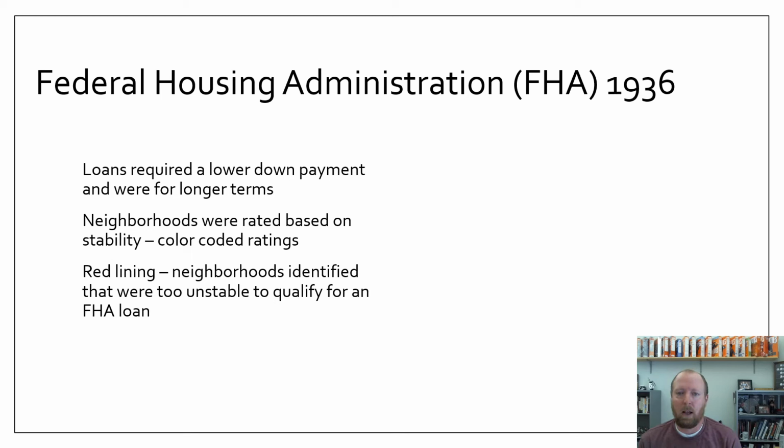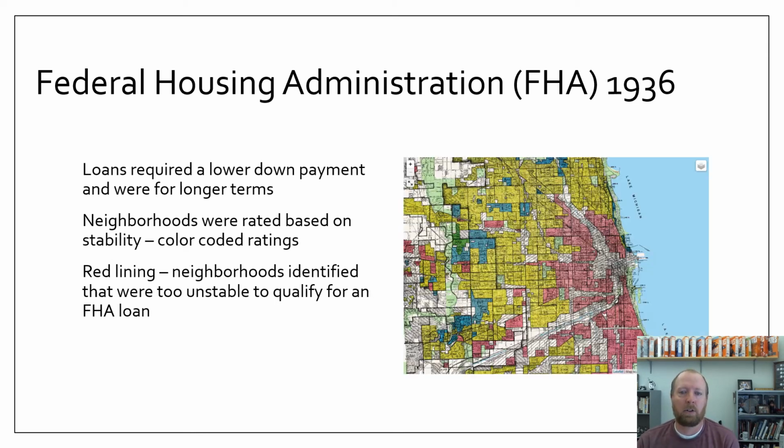But part of the FHA loan process was that neighborhoods were rated based on stability, and they were given a color rating. Redlining was when neighborhoods were identified as too unstable to qualify for an FHA loan. When you look at Chicago, you look at these red areas, what's known as redlining, these are the neighborhoods that are predominantly black. So as individuals who were black tried to move into these predominantly black neighborhoods, they could not qualify for an FHA loan. There was no opportunity for them to gain access to capital to buy their homes.